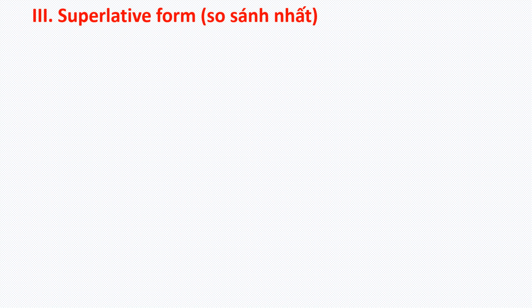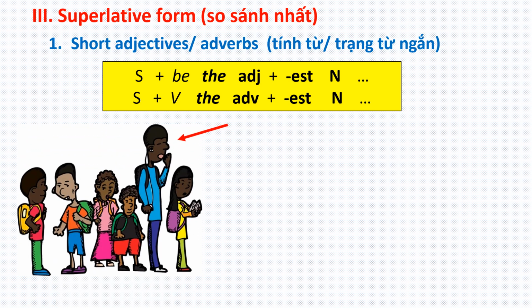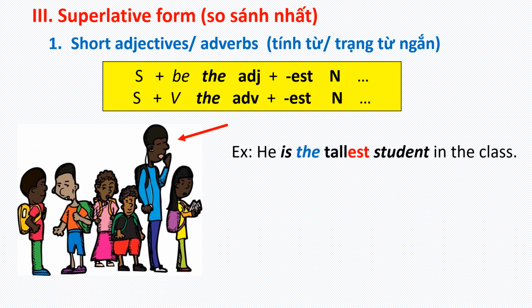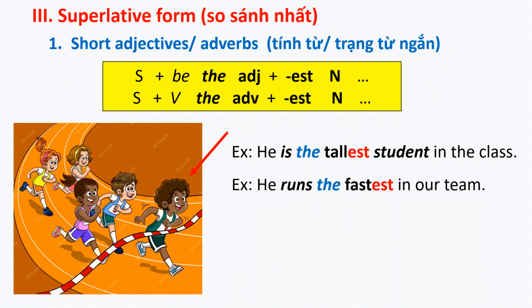Now, let's move to superlative forms, which are used to compare three or more subjects. For short adjectives, we add est. For example, he is the tallest student in the class. He runs the fastest in our team.